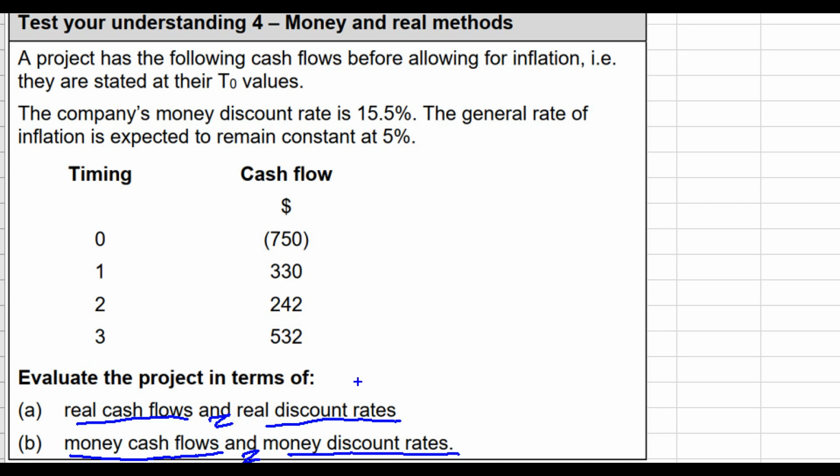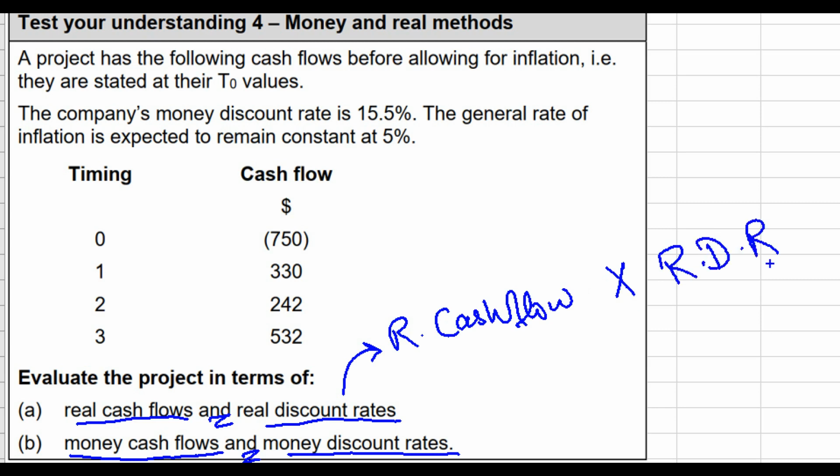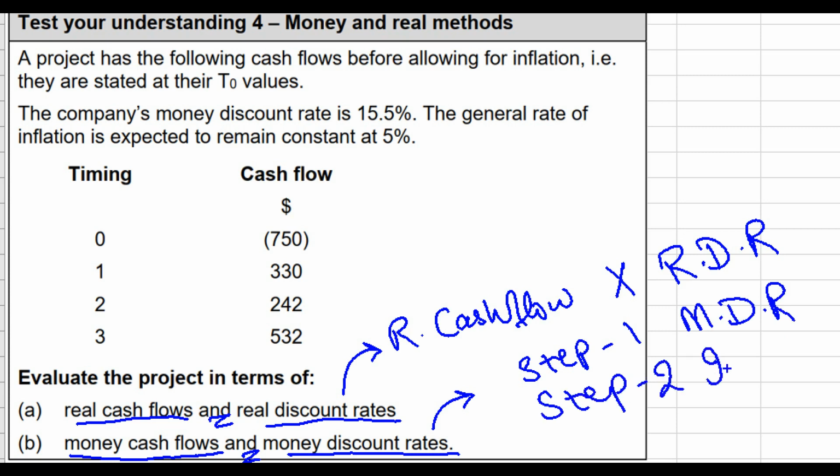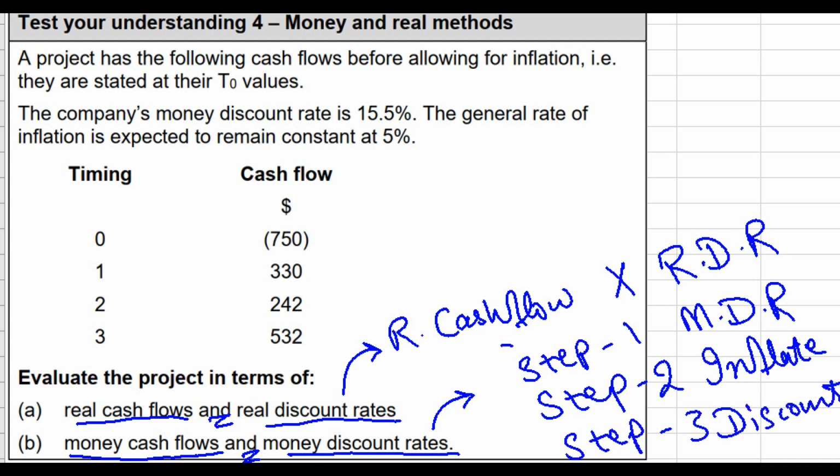Let's quickly recall. In real cash flows, we have to multiply our real cash flows with our real discount rate. And in money cash flows we have 3 steps. Our step number 1 was to calculate the nominal or money discount rate. Step number 2 was to inflate the cash flows, and step number 3 was to discount them. So those were the 3 steps of calculating money cash flows.